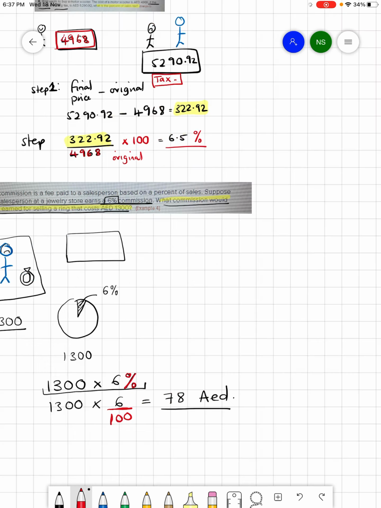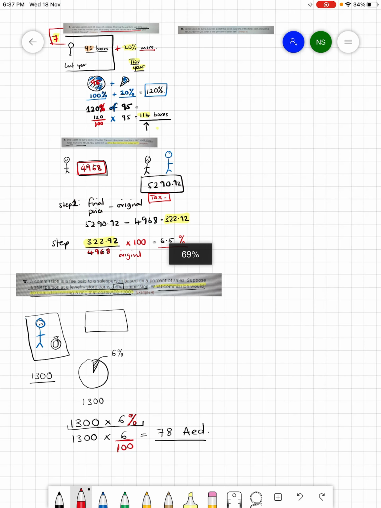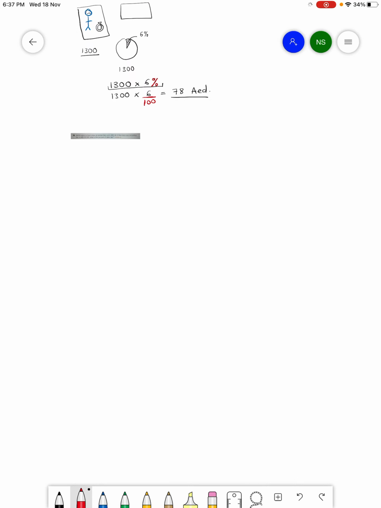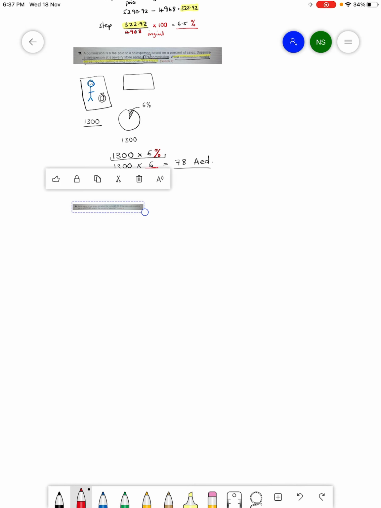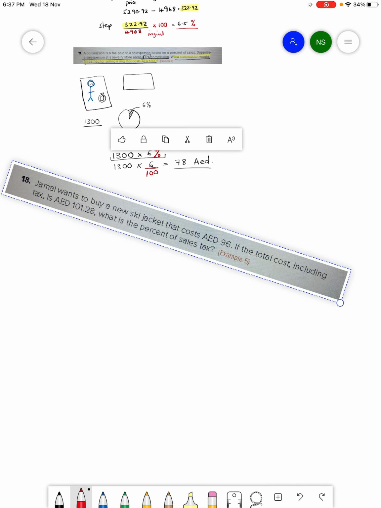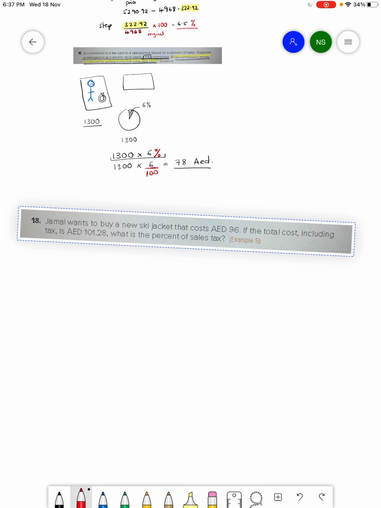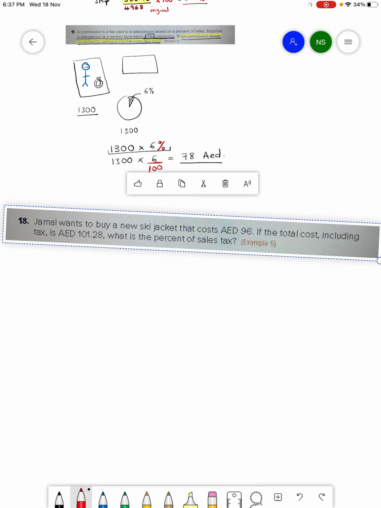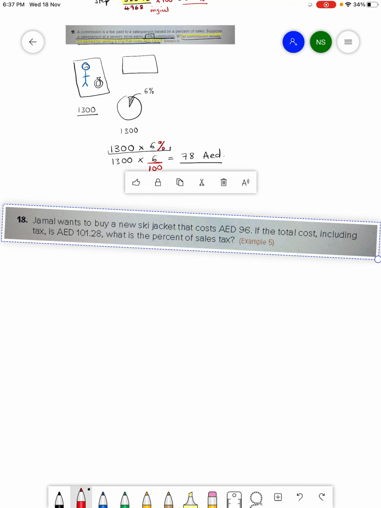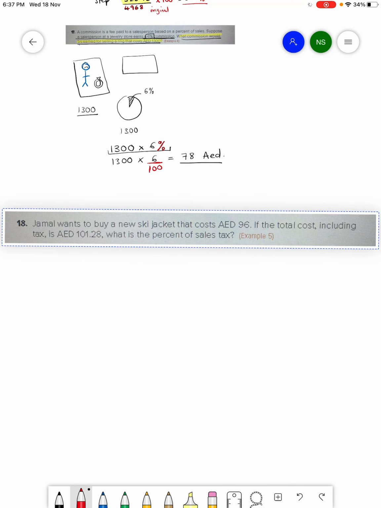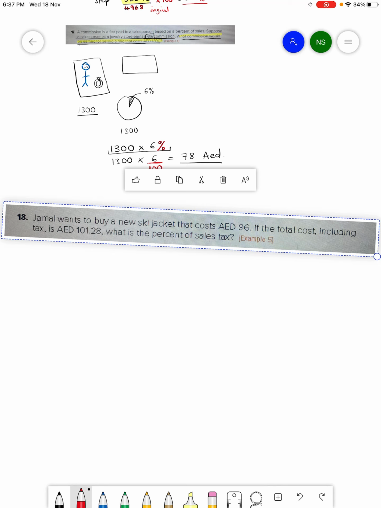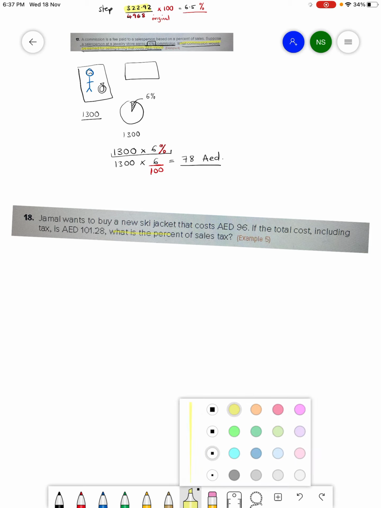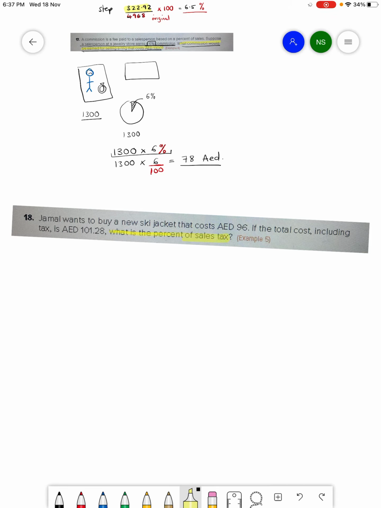Okay, and finally, let's have a look at question 18. Here we go. So we'll move this down here. Question 18 from the book. This is very small. Let's try to make it bigger. There we go. Right, here we go. Jamal wants to buy a new ski jacket that costs 96 dirham. If the total cost including tax is 101.28, what is the percentage of sales tax? So again, same sort of question. What is the percentage of sales tax?